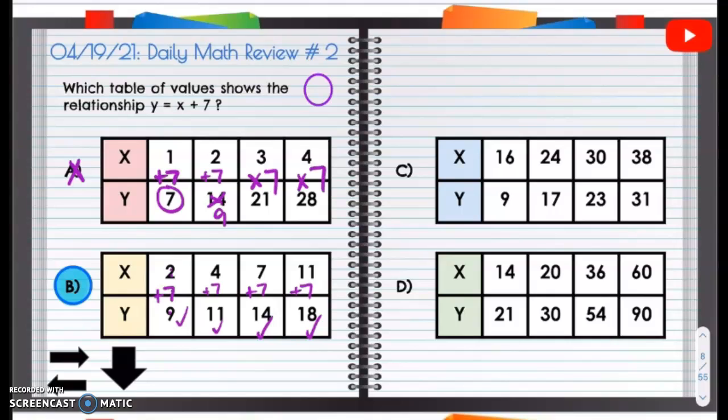16 plus 7, whoa. That is not 9, nope. That's subtracting 7. 14 plus 7, that's not, oh yeah, that's 21. 20 plus 7 is not 30 though, nope. So it is in fact B. Great job.